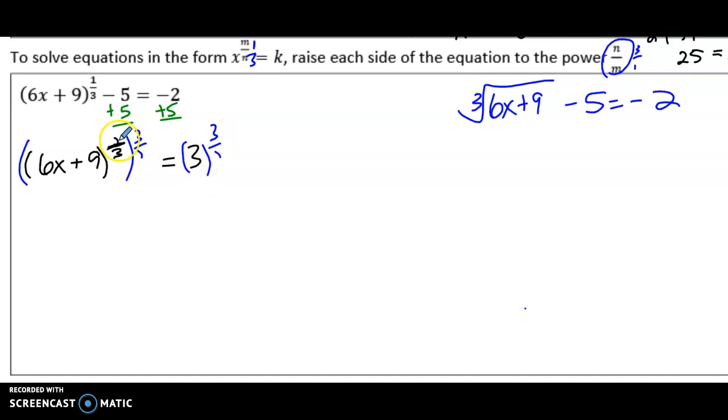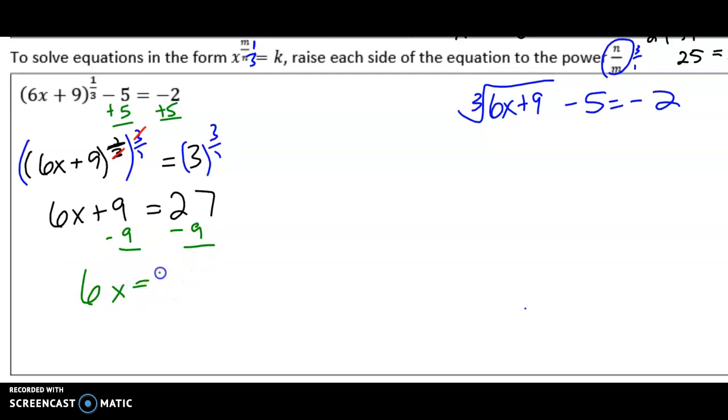So when I take 1 times 3, I get 3, and 3 times 1, I get 3. So that's just going to be to the 1st power, or just 6x + 9. So 6x + 9 equals 3 to the 3rd, 3 times 3 times 3, 27. So I can subtract the 9. And finally divide by 6.